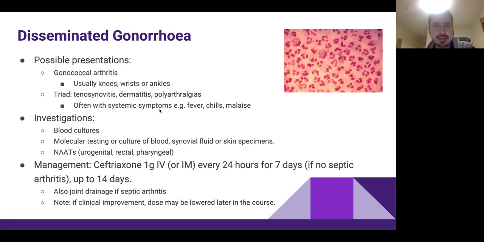So when there's a disseminated gonorrhea infection, you want to do blood cultures and NATs to try and find the gonorrhea in either the urogenital system or the rectal system or the pharyngeal system. For this, instead of one dose of IM ceftriaxone, which was for gonorrhea, disseminated gonorrhea needs this every 24 hours for 7 days. And if there's a septic arthritis picture, you also need to joint aspirate and joint drain.